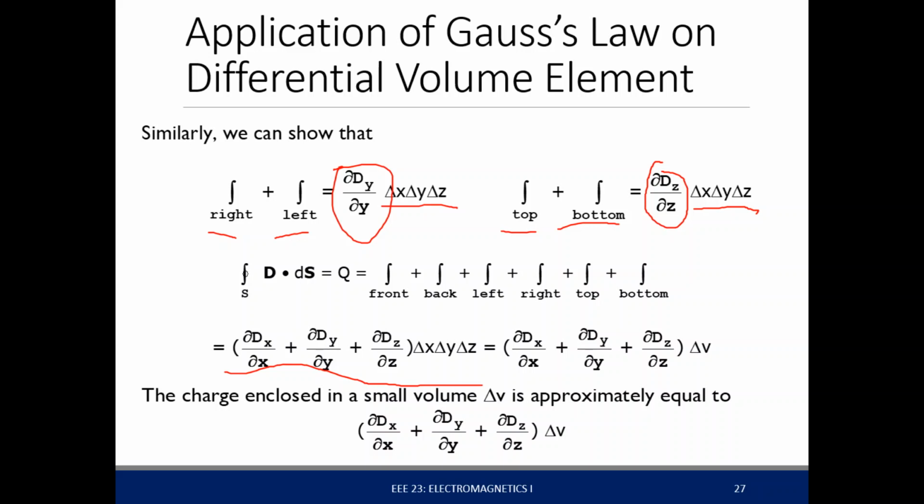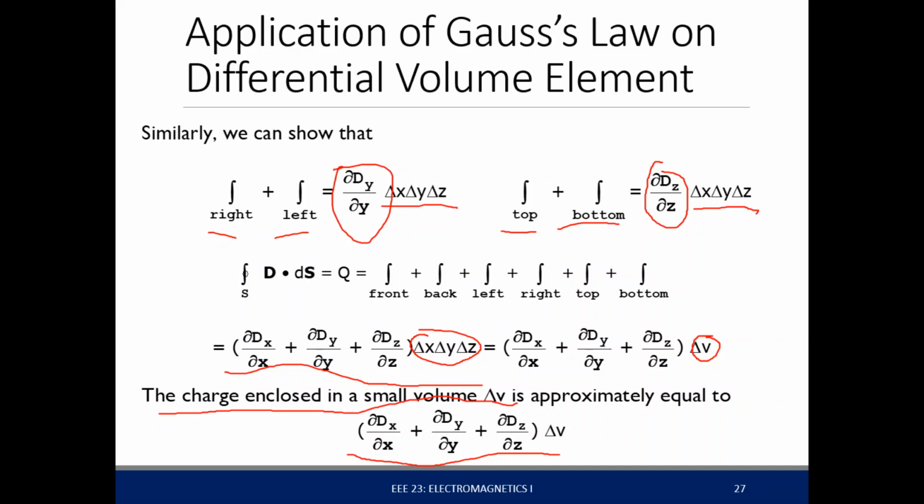Or we can let this be equal to delta v. So delta v is the small volume. So the charge enclosed by a small volume delta v is approximately equal to this. This term within is just a function of the components of your electric flux density. Delta v is a very small volume. So just a note, if delta v is very large, then this equation will not work.